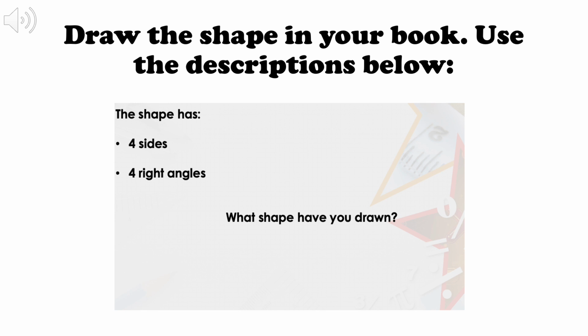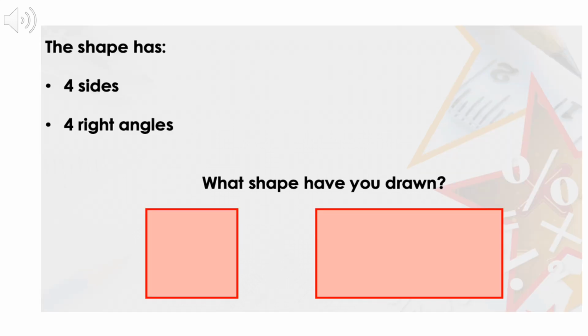Draw the shape in your book using the descriptions below. The shape has 4 sides, 4 right angles. What shape will you draw? Brilliant, well done. Of course, you could have drawn a square or you could have drawn a rectangle because they both have 4 sides and they both have 4 right angles. Obviously, it didn't specify that one of the shapes needed to have 2 longer sides and 2 shorter sides, which is why it could be the rectangle or the square that you have drawn. Well done.